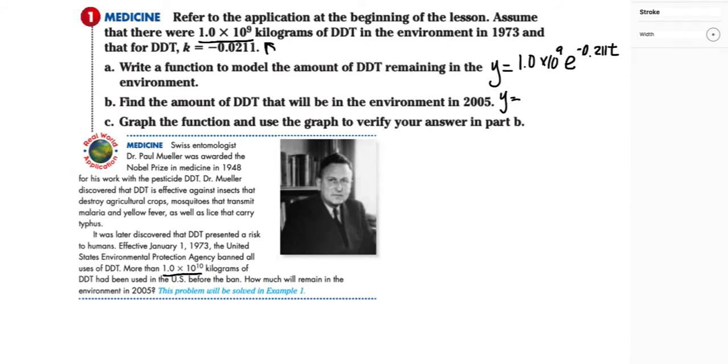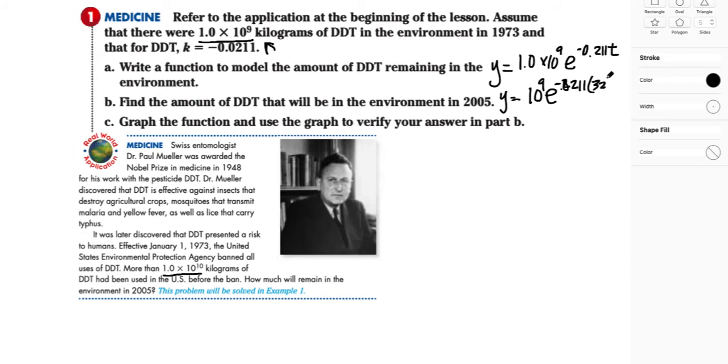1 times 10 to the 9th is 10 to the 9th. You guys cool with that? So 10 to the 9th times e to the negative 0.0211 times t, which is 32 years. You get the 32 years, as that is the amount of time that transpired between 1973 and 2005. So let's go ahead. We'll graph this after we get it.